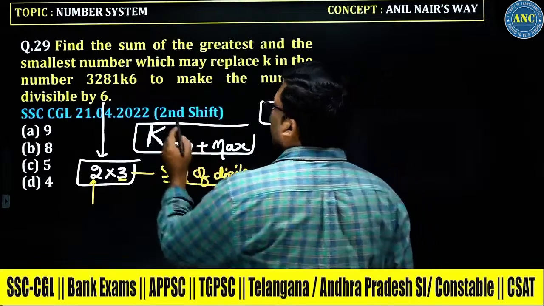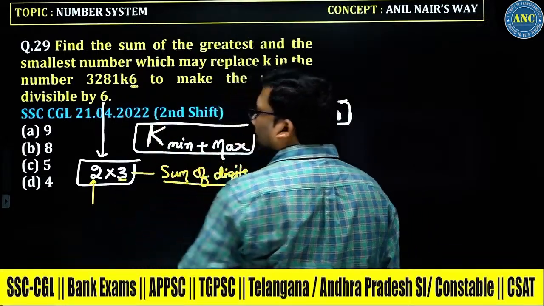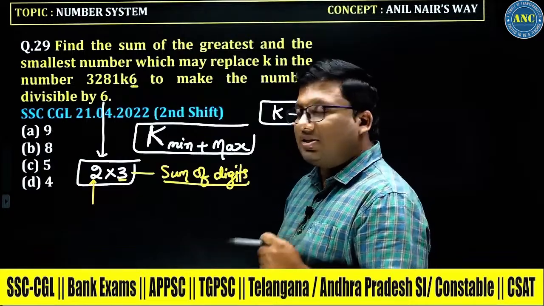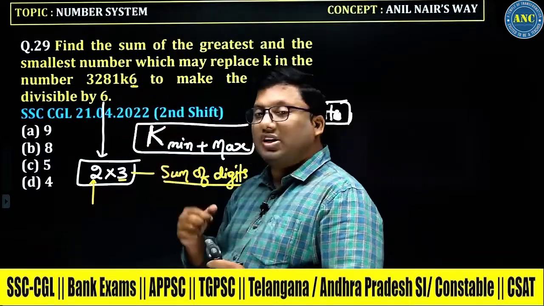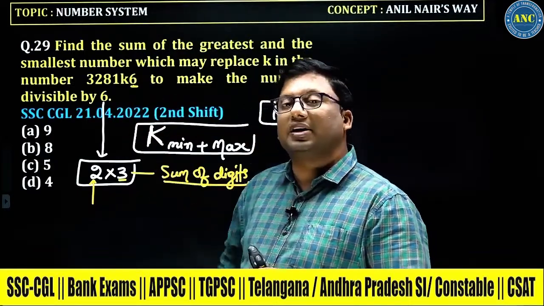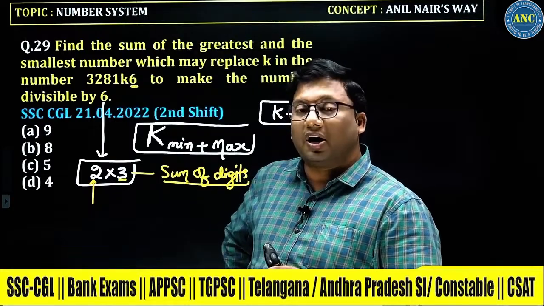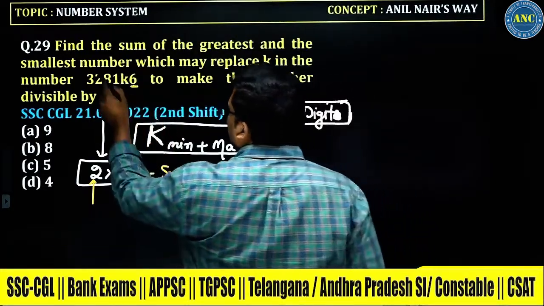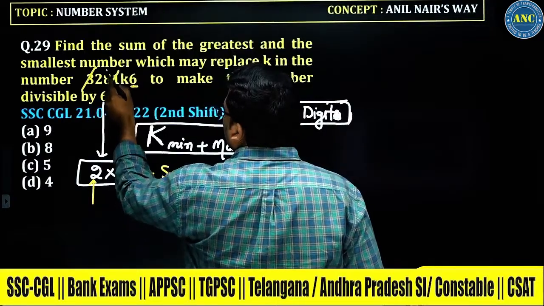The unit digit here is already an even digit. That is the reason I am focusing on 3. 6 is a composite number, and a composite number can be written as a product of coprimes, so I wrote it as 2 and 3. 2 and 3 means eliminate the digits whose sum is 3.